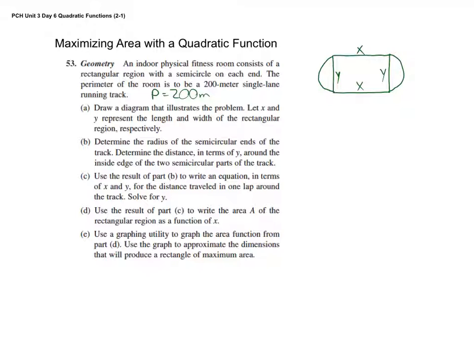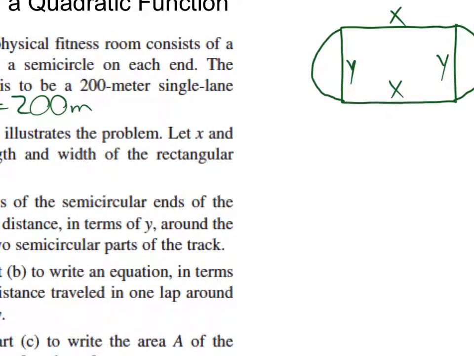Part B says, determine the radius of the semicircular ends of the track. What's the radius? Half of a circle. Half of y. Okay, it's half of y. So our radius here, I'm going to draw a radius. r is half of y, so I'll just put y over 2 there. There's our radius.